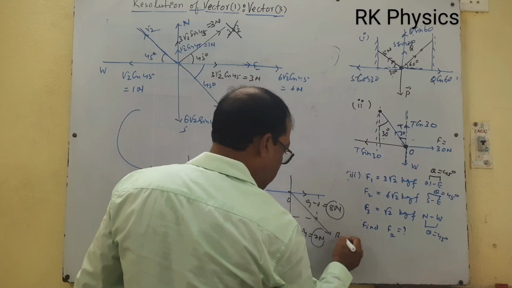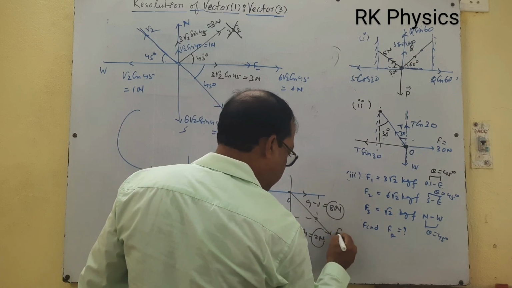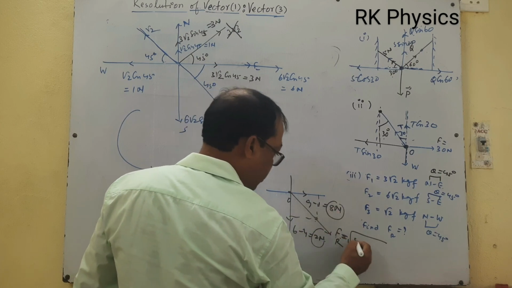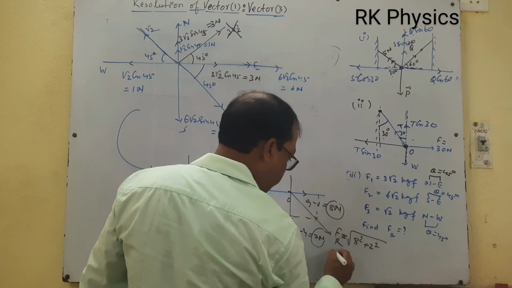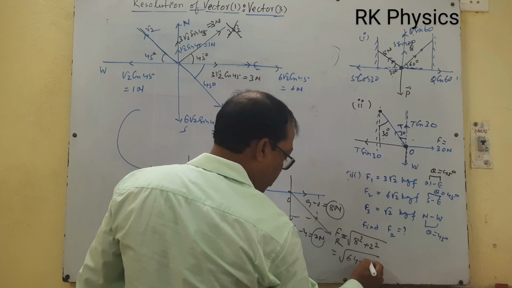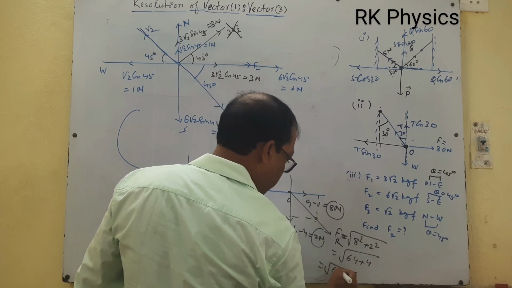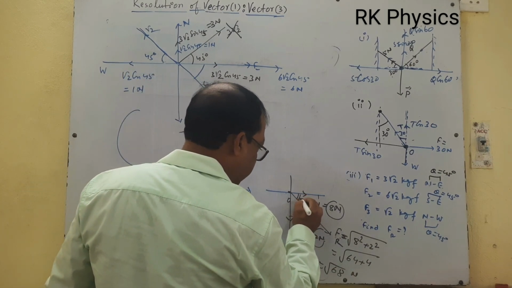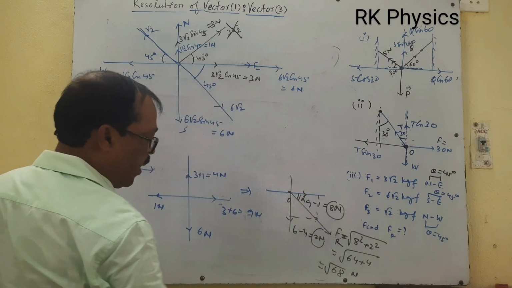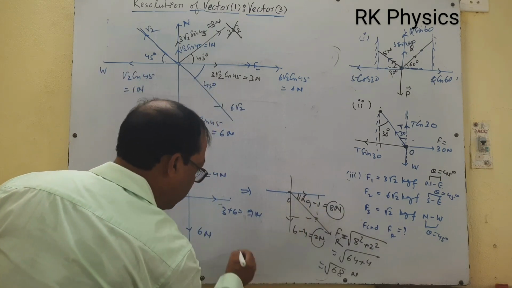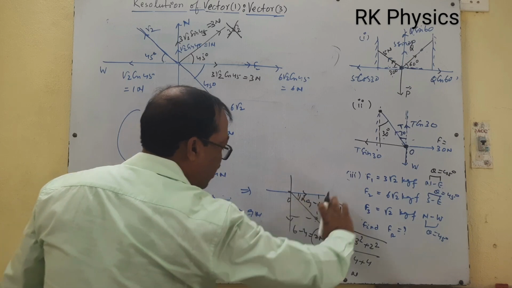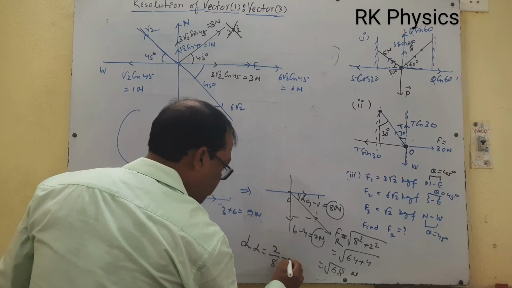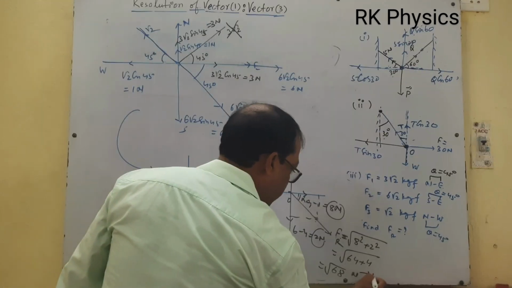Your resultant force is F suffix R. This is root over, by Pythagoras theorem, x coordinate squared plus y coordinate squared. 8 square plus 2 square. 8 square is 64 plus 4. This is root over 68 Newton. If you want to find out the angle, suppose alpha makes an angle with horizontal, therefore tan of alpha is perpendicular over base, 2 divided by 8. So this gives your direction, this gives your magnitude.